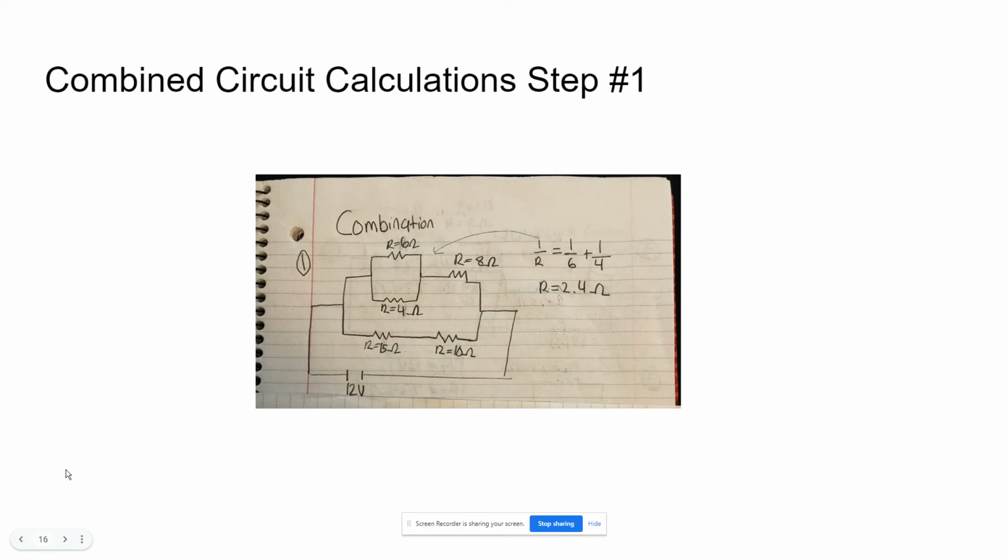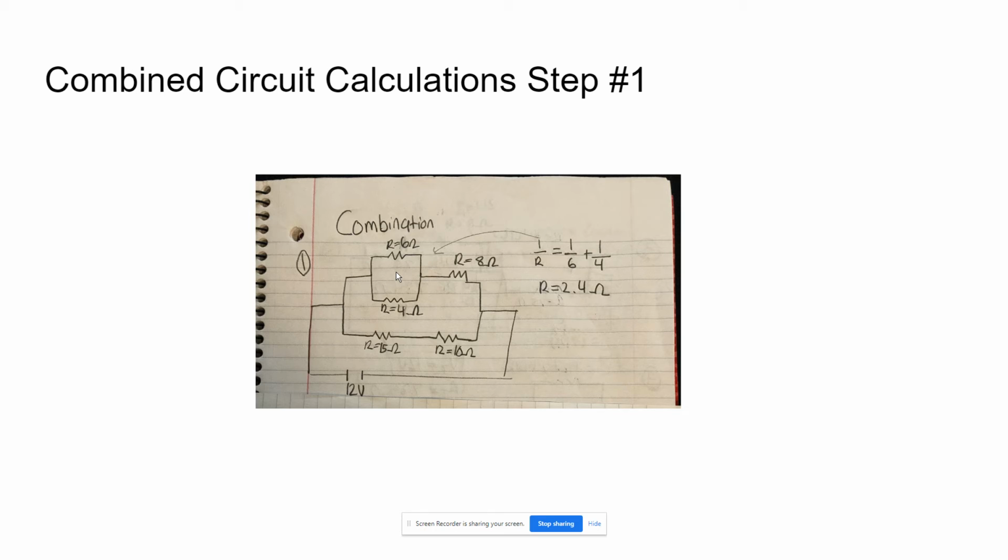And finally, we are to combination circuits, which are the most complicated type of calculation. It involves both series and parallel calculations. You want to start from the furthest point of the battery. So here you want to start by adding these two parallel resistors together.